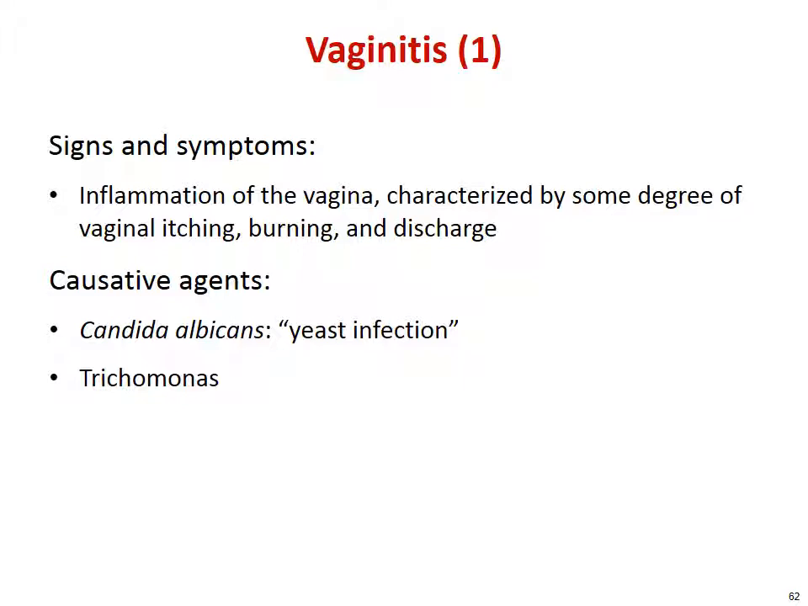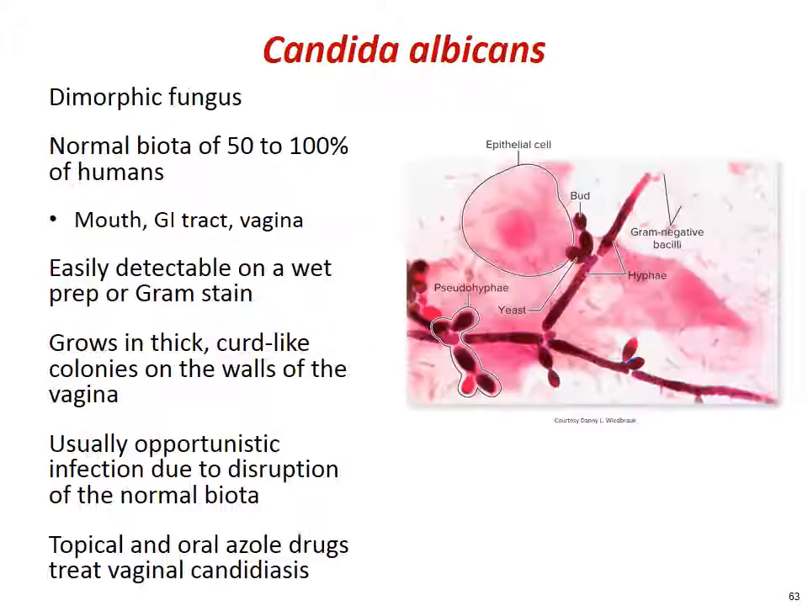So let's move on to inflammation of the vagina. Again, there can be several causes, but the ones we'll talk about are yeast infection caused by Candida, and then Trichomonas vaginalis, which again is a protozoan. The signs and symptoms here, again, of inflammation of the vagina include itching, burning, or even discharge.